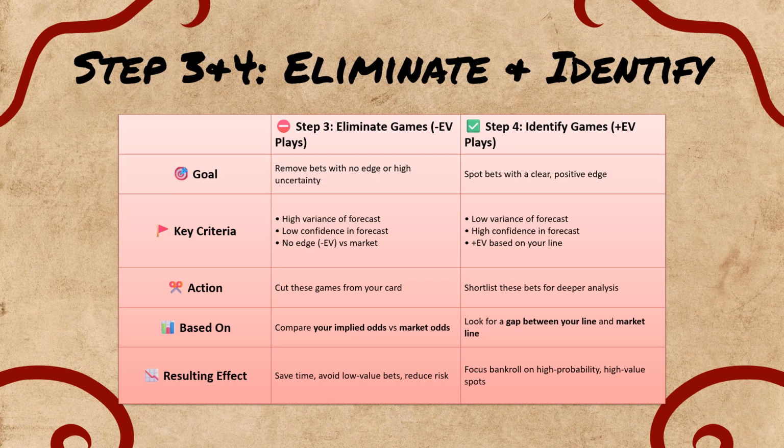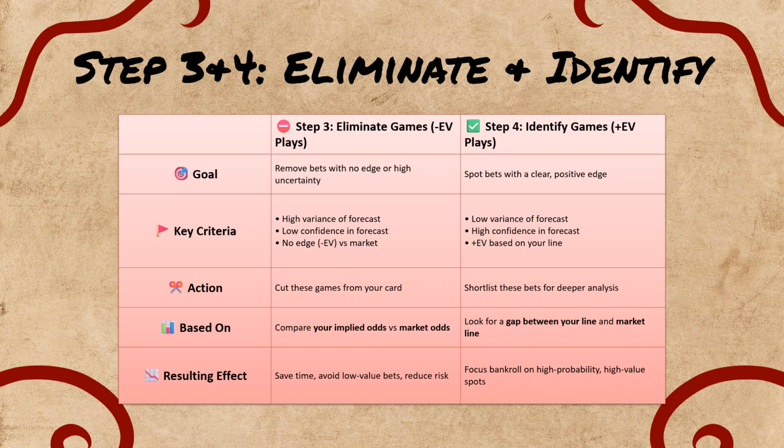You always want to eliminate and identify, which leads us into step 4: identifying games, or maybe even shortlisting them for your bets. So you're obviously looking for those plus EV opportunities, games where your forecast clearly beats the market's number. You also want to identify a game if there's low variance, where your projection is solid and consistent. You also want to look at a bet closer if you have high confidence in your forecast based on your research or historical results. These are the spots where you hold the edge and the sportsbook doesn't.